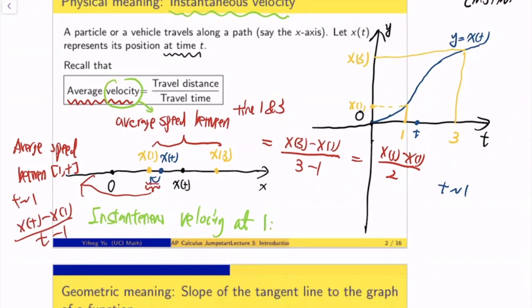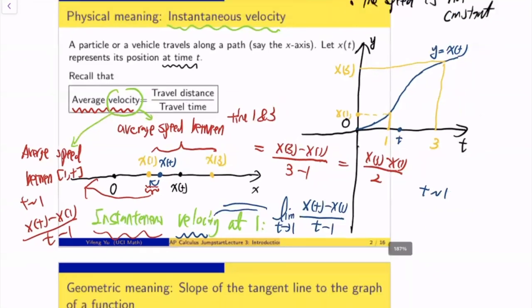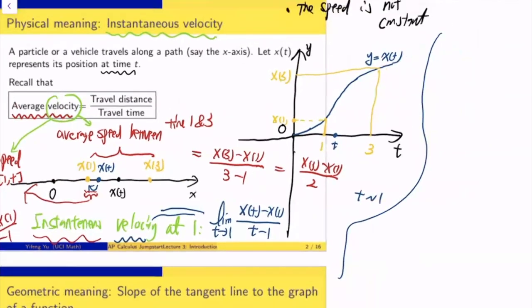Then intuitively, how should I calculate the instantaneous speed? Well, you look at the average speed between t and 1, calculated like this, and then let t get as close as possible to 1. In mathematics, we say take the limit. If this limit exists, then we define it as the instantaneous velocity at time 1. If we don't care about the direction, we can say speed, but let's say velocity. Well, let's look at several situations where the speed changes.